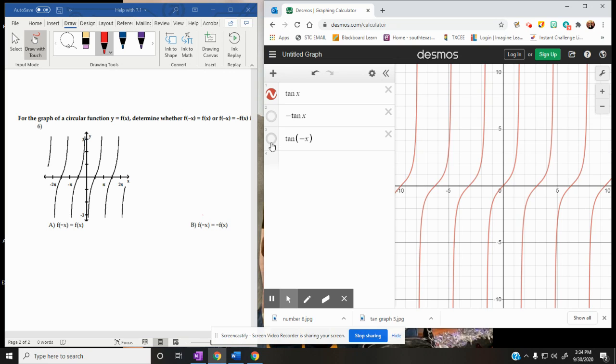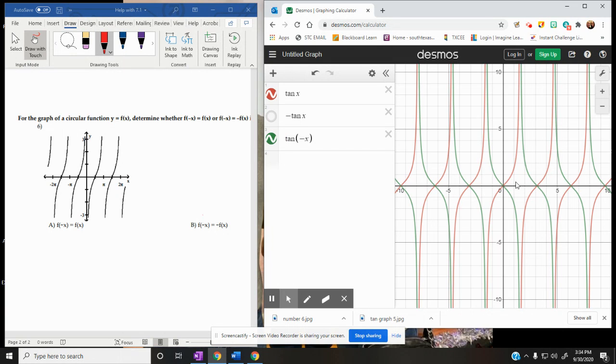So let's see. I'm going to click this one. By the way, I just typed them in. I typed tan of x because that was the parent function. Then I typed in a negative on the inside with the x, and on this one, I did a negative on the outside. So just those three options. I look, and I noticed they do not overlap. They actually intersect, so they're different.